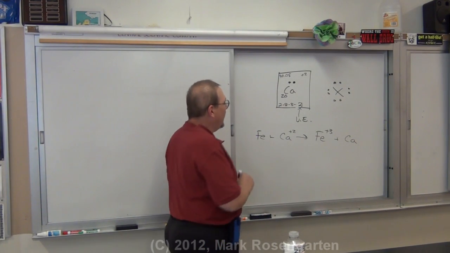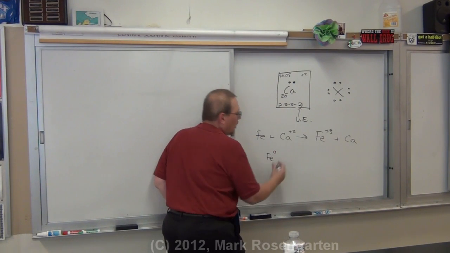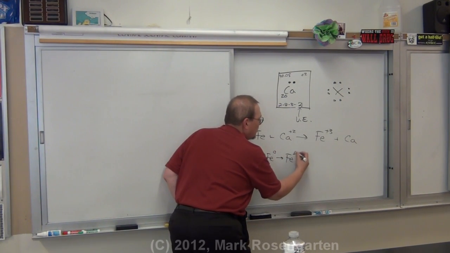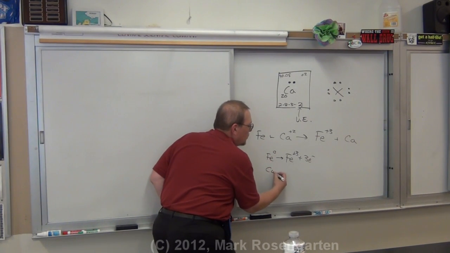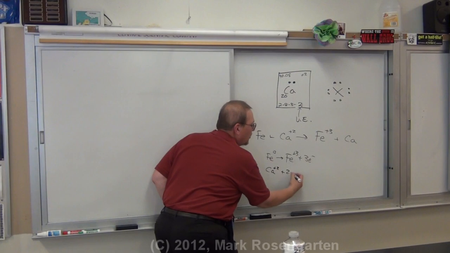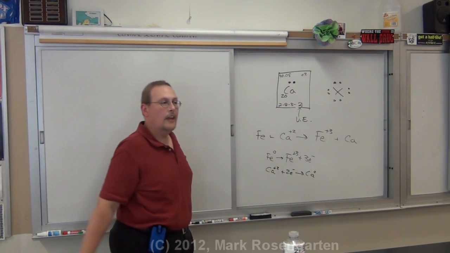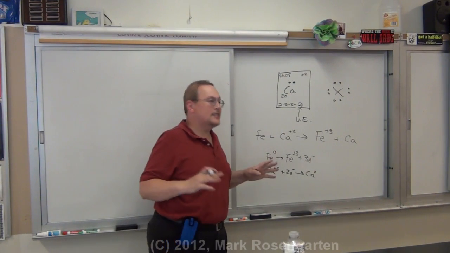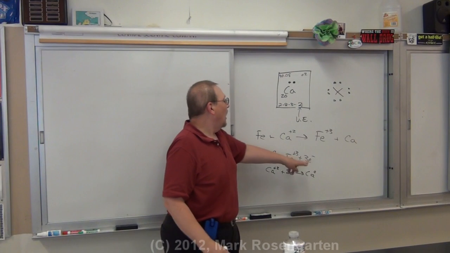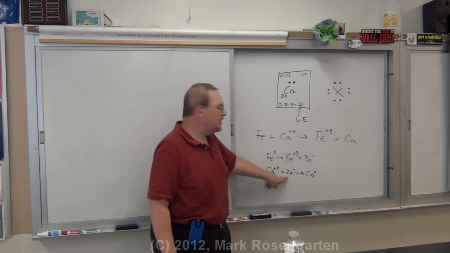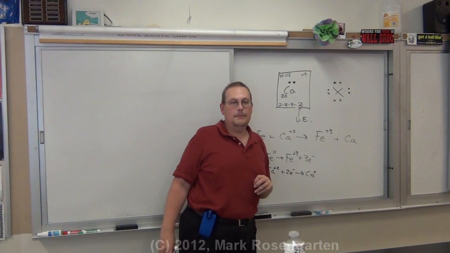So the way we deal with that is we write the half reactions. Fe starts off having no charge, and it ends up being +3 by losing 3 electrons. And then the calcium, which is +2, takes up 2 electrons on its way to having no charge. Now, when you're balanced, you have to have the same number of electrons lost as you have gained. And we don't have that here. Iron loses 3, but calcium only gains 2.